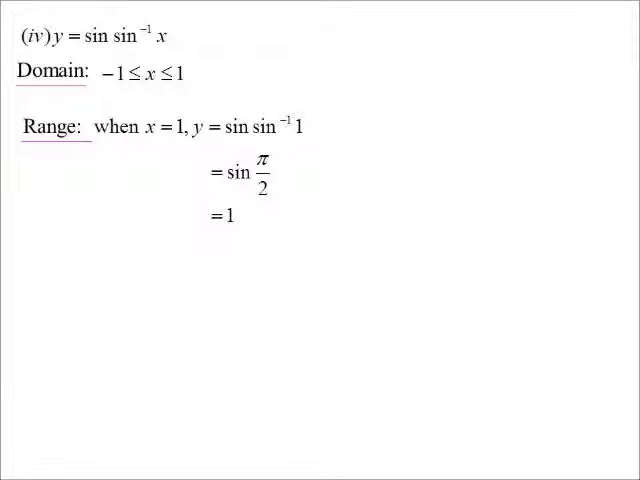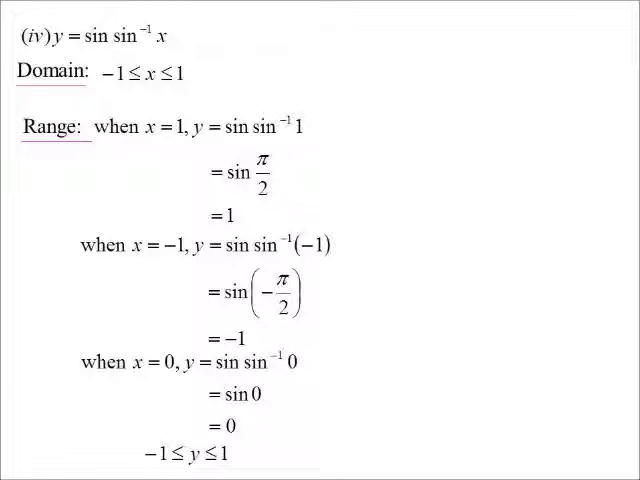When x equals 1, sine of the inverse sine of 1, inverse sine of 1 is pi on 2, sine of pi on 2 is 1. Makes sense because we're thinking y equals x. Negative 1. Yep, sure enough we get negative 1. And just to check the middle as well, yes, 0 is 0.